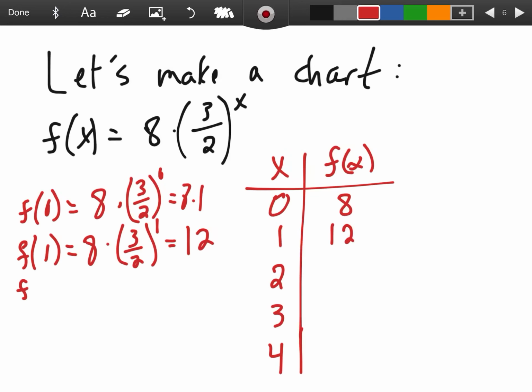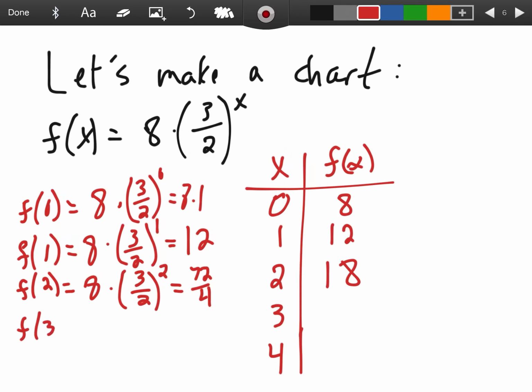Now, let's plug in 2. F of 2 equals 8 times 3/2 squared. 3/2 squared is 9/4. So that's 72/4, which is equal to 18. F of 3, we'll probably just stop here at 3. 8 times 3/2 cubed. All right, that's going to be 8 times 27 over 8. Well, the 8's just cancel, and we're left with 27.